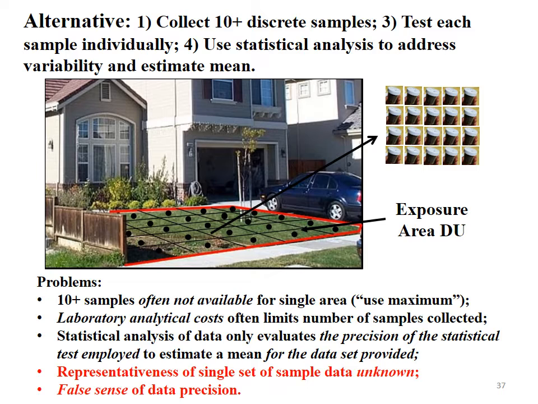An important point, especially for field people, is to understand that statistical analysis of data only evaluates the precision of the statistical test employed to estimate a mean for the sample data set provided. The representativeness of this single set of data is unknown. If another person went back to the site and collected another set of 10 discrete samples, would they come up with the same mean, the same 95% UCL? We'll look at that in a minute. So this gives you a false sense of data precision, even when using a 95% UCL.